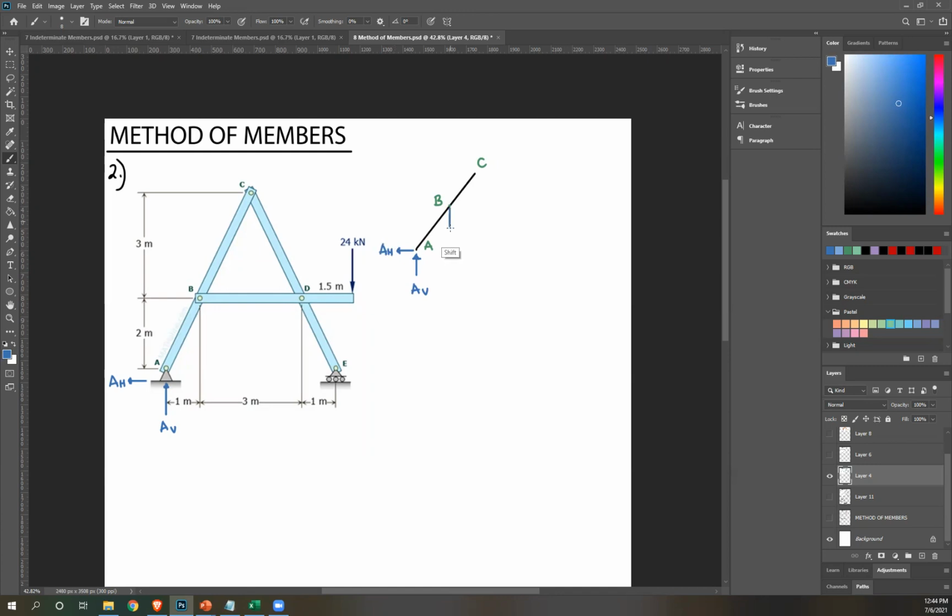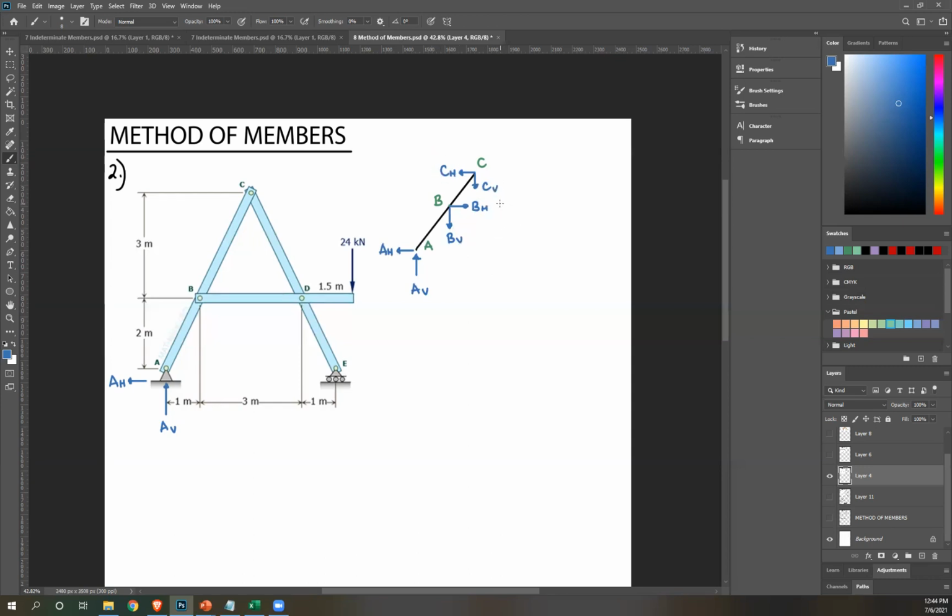Here at B, I'm going to assume downward. So this is BV. And then this is to the right, BH. And then same thing, let's say CV is downward, and then to the left, CH. Now, what we need are these BV, BH, CV, CH.